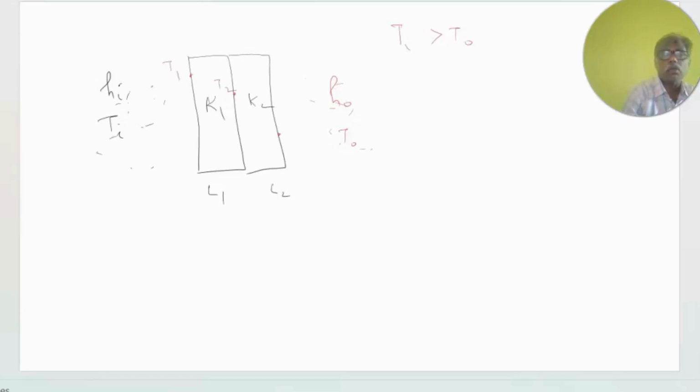Assume that for simplicity I am considering two materials. There are two different layers of solids kept like this with thermal conductivities K1, K2 and thicknesses L1, L2. Assume that some fluid is there which has the convective heat transfer coefficient Hi, and temperature Ti. On the other side you have some other fluid which has H0, T0. Assume that Ti is greater than T0. Here you will have a different temperature called T1. At the interface you will have a lower temperature T2. At the outer surface of the outer solid is T3, and then T0.